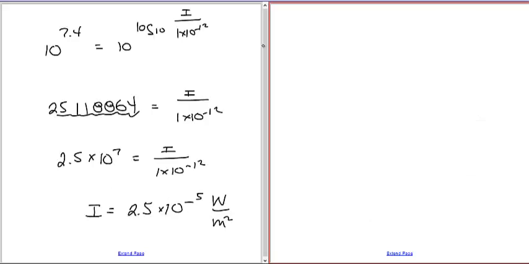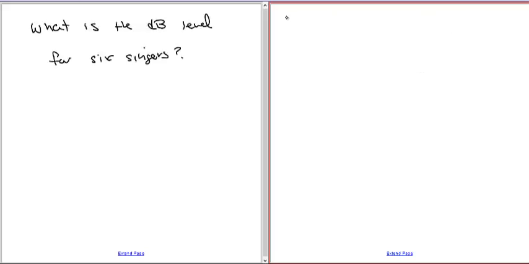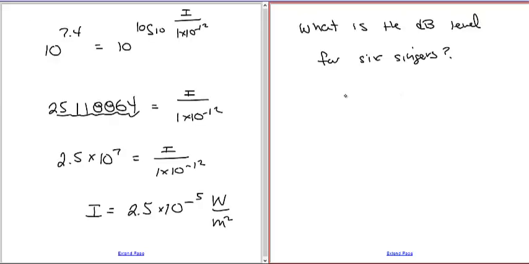Okay, now the question is, there's two ways I could ask this question. What is the decibel level for 6 singers? Or I could ask, how many singers to exceed, let's say, 84 decibels. Okay, so let's just look at both of these.